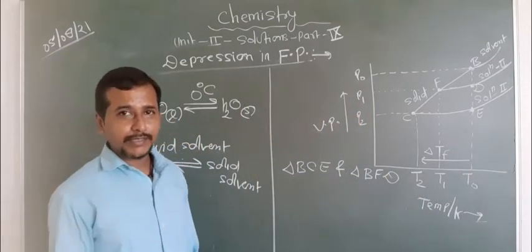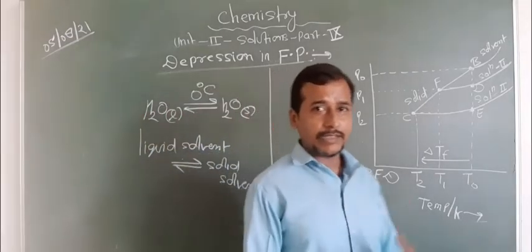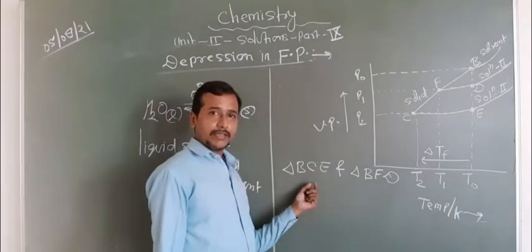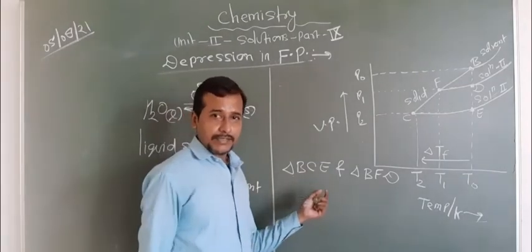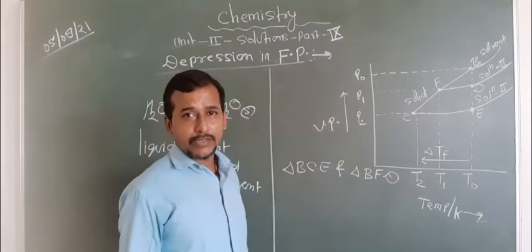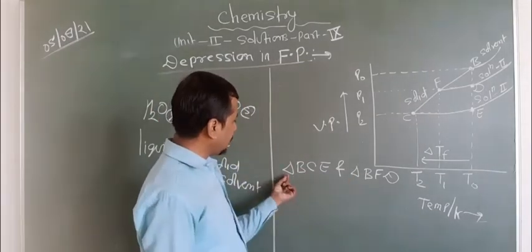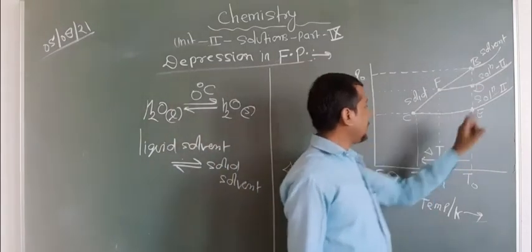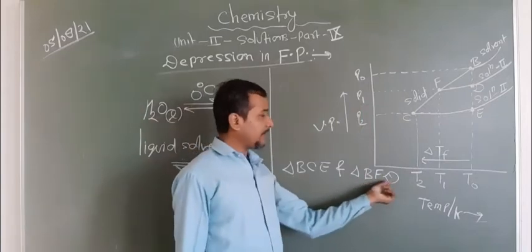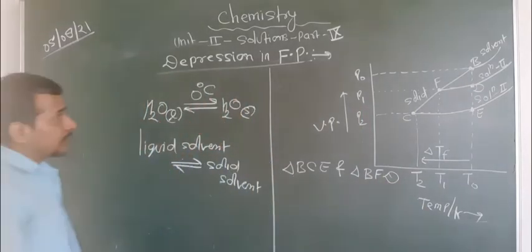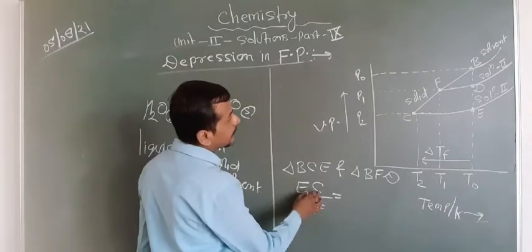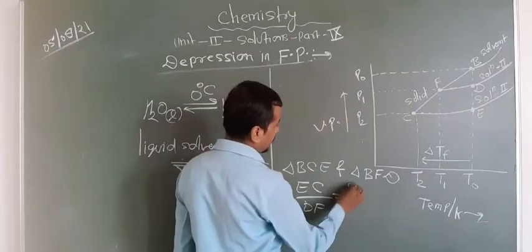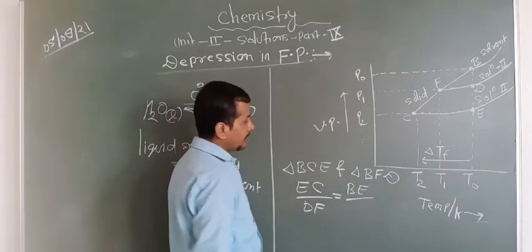Now how can we find that? This depends upon the pressure. I also told you this in elevation in boiling point. Similarly, look here, two triangles are formed, and they are similar because in the case of a very dilute solution they behave ideally. Look at the triangles: triangle BCE, and one more triangle BFD. In these triangles, EC divided by DF equals BE divided by BD.